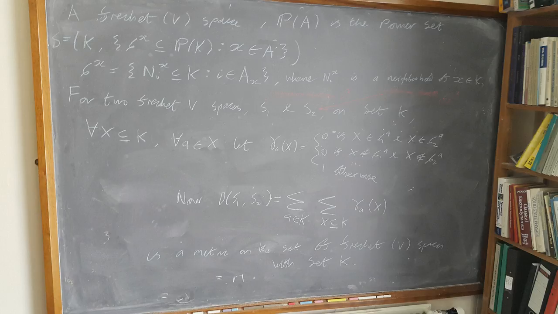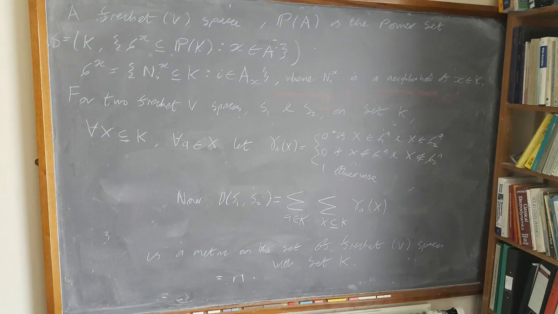You see, the way this works is that gamma of A of X is essentially a measure of the disparity between the way that A relates to X in the two different Fréchet spaces. So in these cases where X is a neighborhood in both spaces or in neither space, then gamma outputs a value of zero because there's no dissimilarity in that case. Whereas in the alternative case, where X is a neighborhood of A in one of the Fréchet spaces but not a neighborhood of A in the other, gamma A of X is equal to one, indicating that there is some disparity. So in some sense, this gamma is acting a little bit like the components of a Hamming distance. Anyway, we can use gamma to create what I propose is this metric.